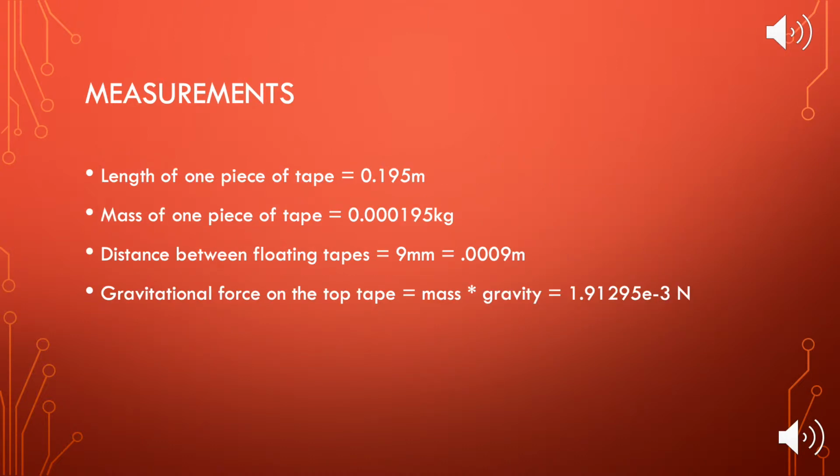Some measurements for this lab. The length of one piece of tape is 0.195 meters. The mass of one piece of tape is 0.000195 kilograms. The distance between floating tapes is 0.0009 meters, and the gravitational force on the top tape, which is mass times gravity, is 1.91295e-3 newtons.